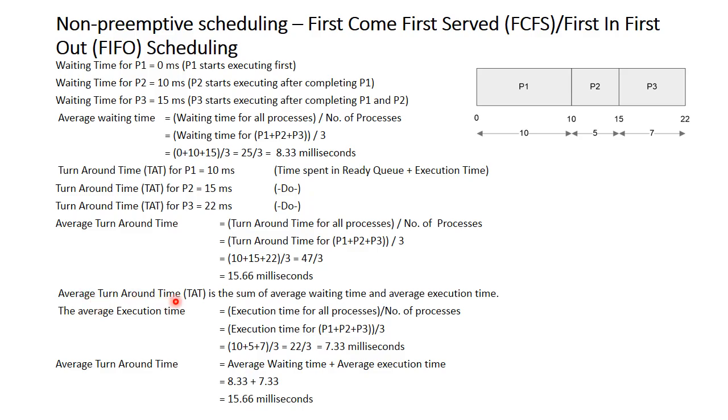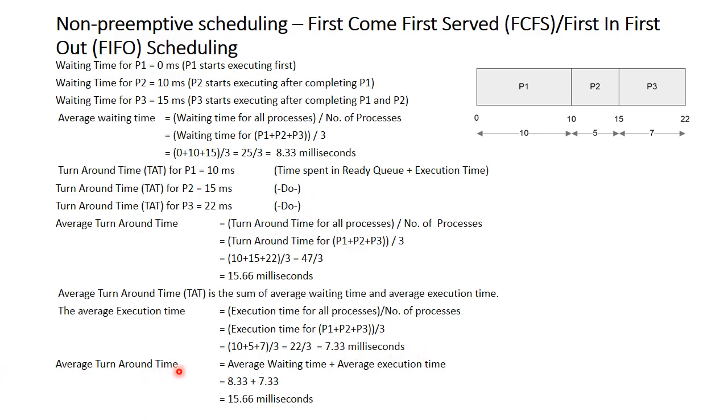Now, turnaround time is the sum of waiting time and execution time, that we already know. The average execution time is the execution time of all the processes divided by the number of processes. The execution times for the individual processes are 10, 5 and 7, so the sum of these divided by 3. So 10 plus 5 plus 7 divided by 3 will be 7.33 milliseconds.